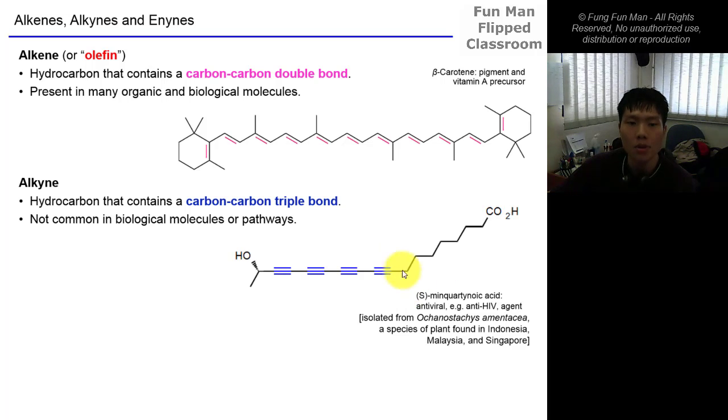This is an example of a benzoquinoic acid, an antiviral, anti-HIV agent which is isolated from this species of plant that's found in Indonesia, Malaysia and Singapore.